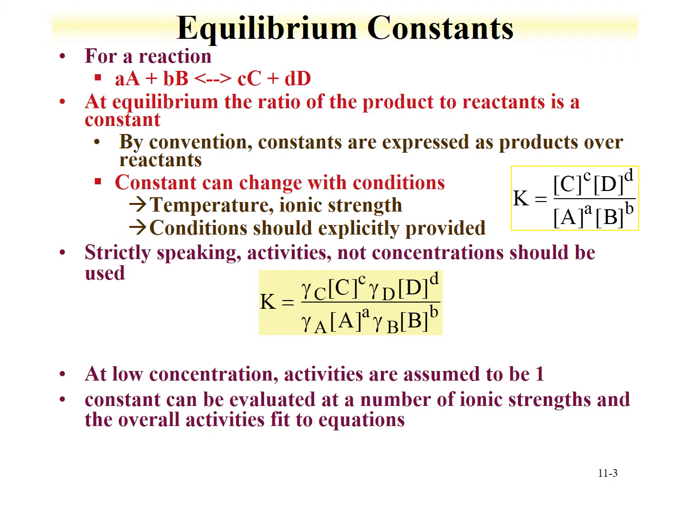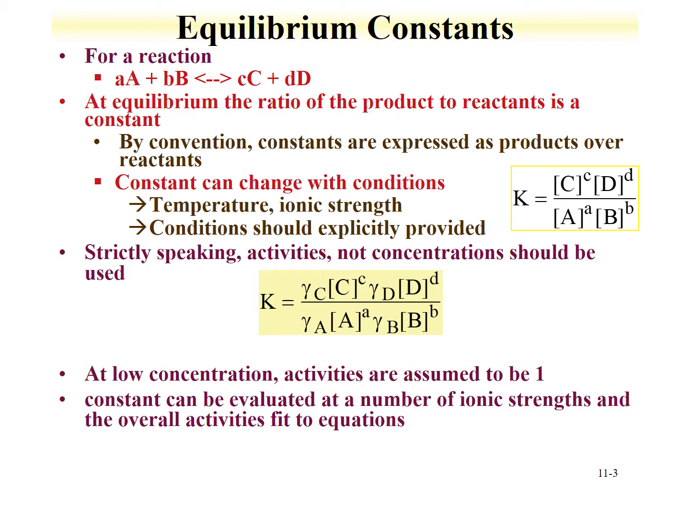Now these constants, although they're constants, they can change with temperature and ionic strength. And if you measure constants or if you see them in the literature, you should try to understand what are the explicit conditions that these constants were measured under. Often you will get ionic strength, the type of ion that was used to adjust ionic strength, and even temperature.